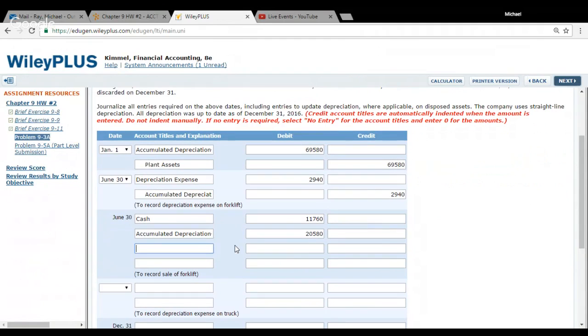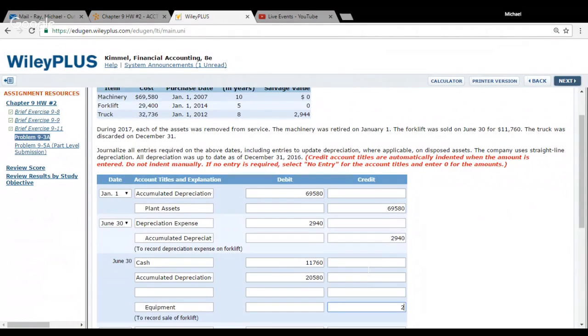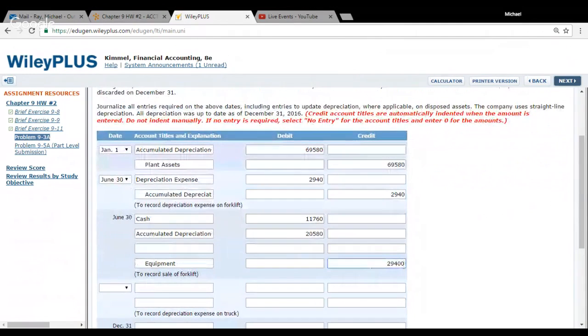For our next category, I'm actually going to go down to equipment, because this is just how I work. The total cost of the forklift was 29,400. To figure out this next amount, which is our loss or gain, I subtract those amounts from what we were looking at here.